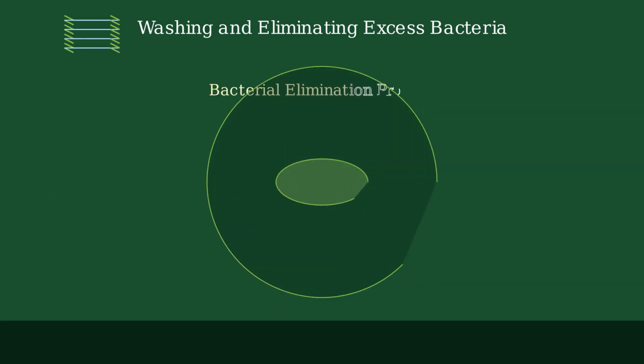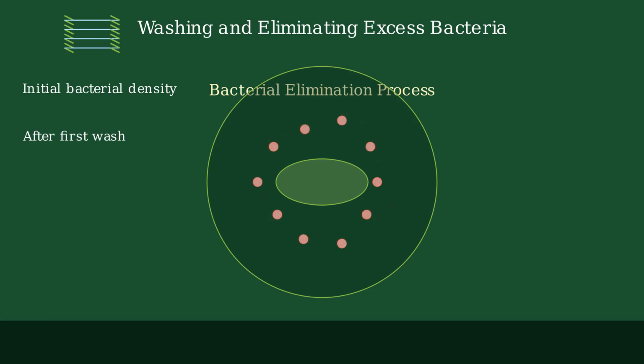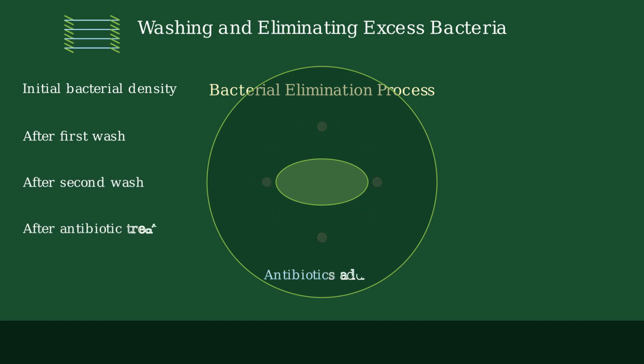Now let's visualize how the bacterial washing process works. Initially, the explant is surrounded by a high density of Agrobacterium cells after co-cultivation. After the first wash with sterile water, we see a significant reduction in bacterial numbers. The second wash further reduces bacterial density. Finally, after treatment with antibiotics, virtually all bacteria are eliminated while the transformed plant DNA remains integrated.